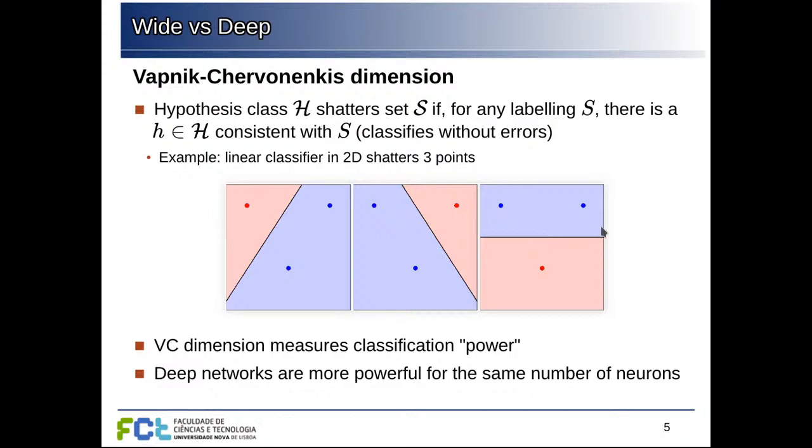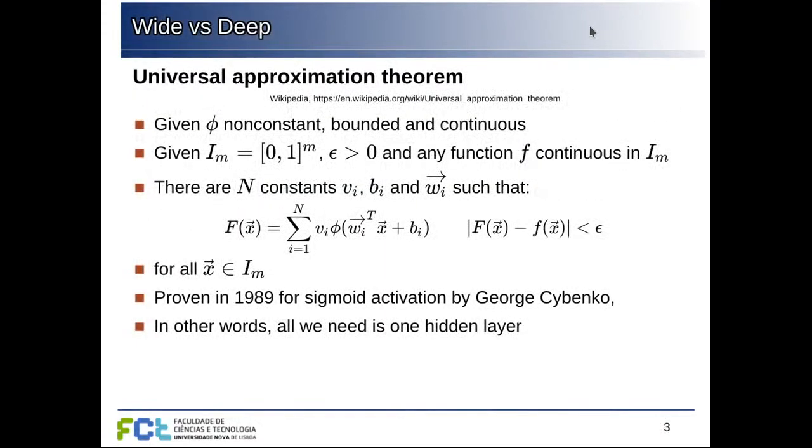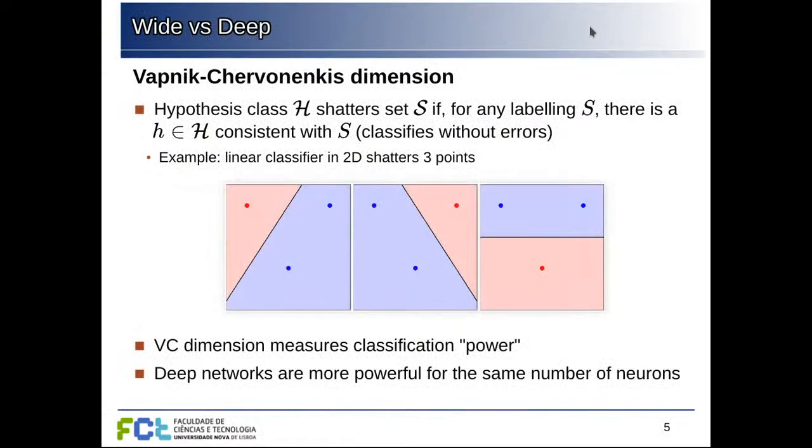So basically, with the same number of neurons, if we stack them in a deeper network, we can have a greater shattering power, a greater power to classify, or in general to approximate some function, than what we would have with a single hidden layer. So even though in theory a single hidden layer would be enough, we can have fewer neurons and save on the number of parameters in our network by stacking them.